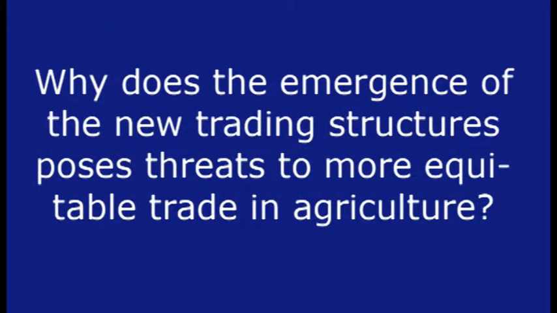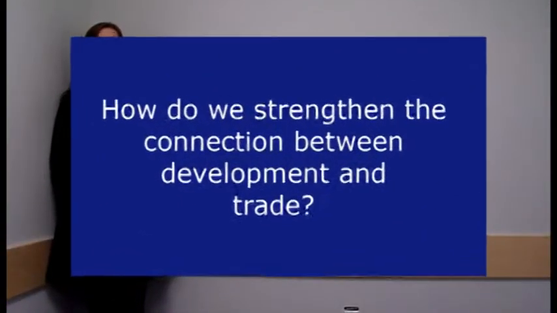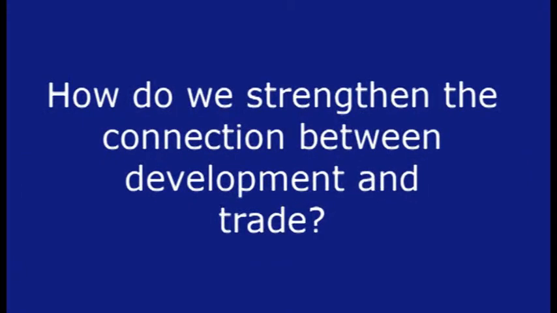The emergence of new trading structures pose threats to more equitable trade in agriculture because the supermarket chains are the new gatekeepers to agricultural markets in rich countries. This links produce in developing countries to consumerism in rich countries, and smaller farms are excluded by the purchasing practice of some supermarkets. The $600 question is, how do we strengthen the connection between development and trade?